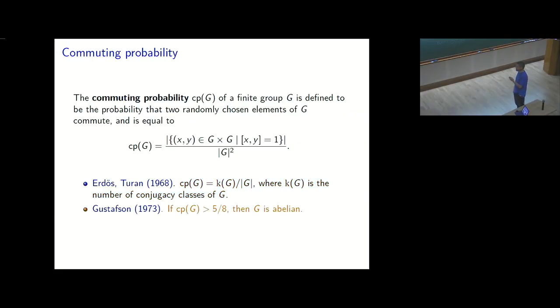And it's an exercise to prove that if the commuting probability is bigger than 5/8, then it has to be 1. And it's a really easy proof. You just use the class equation, nothing else. And then you just estimate things in a really straightforward way. It's an exercise. I leave it to the audience.